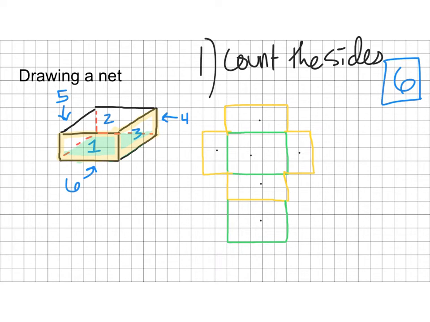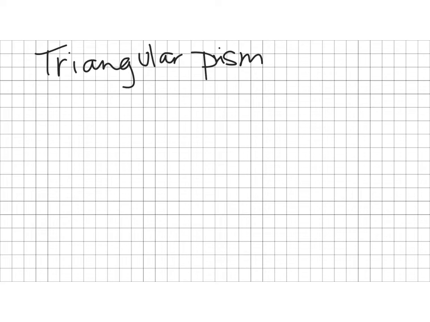Normally you would then go and label the measurements on your net, but we can save that for the next example. All right, next we're going to try and draw a triangular prism. So a triangular prism is different because the base is going to be a triangle. There'll be 2 of them, one on the top, one on the bottom. Or the way we're going to draw it this time, one in the front and one in the back. So let's start by drawing a triangle.